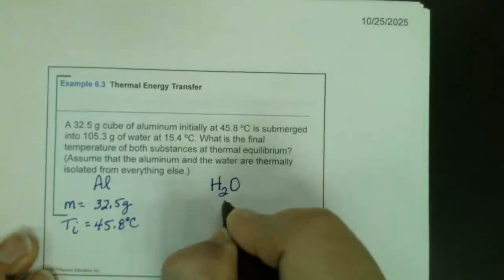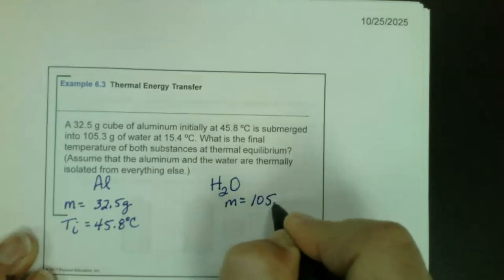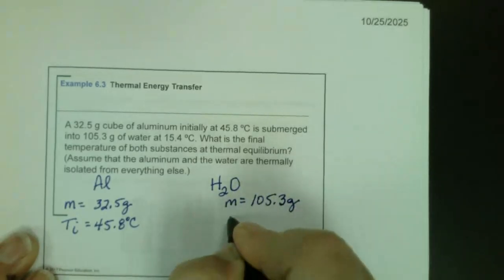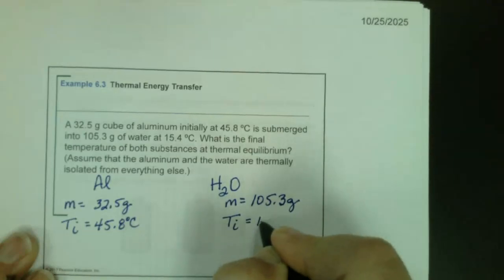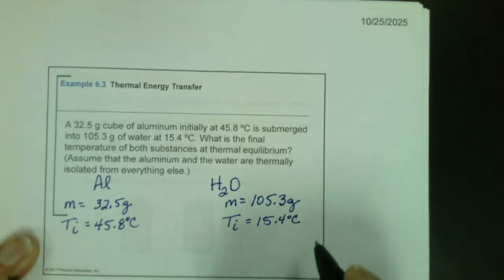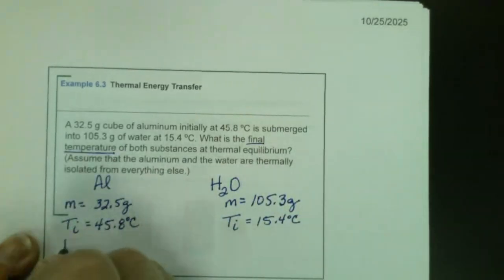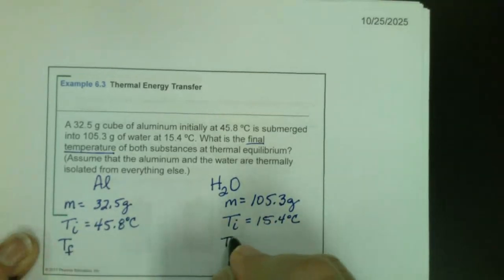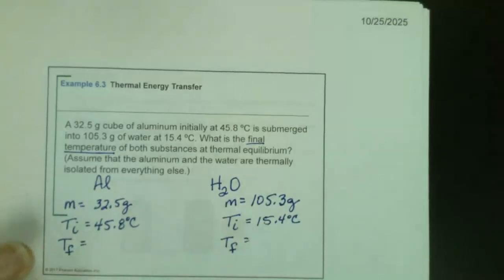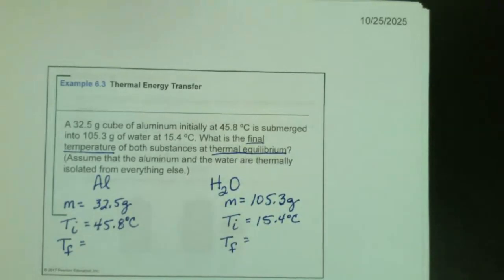So if I look at my water, which is what we're dropping it into, we've got a lot more mass on our water, and it's at a lower temperature. We're trying to find the final temperature. So we're looking for T final for both of those. Now we know, because we're at thermal equilibrium, which sounds really impressive, that we're really just going to be at the same temperature.